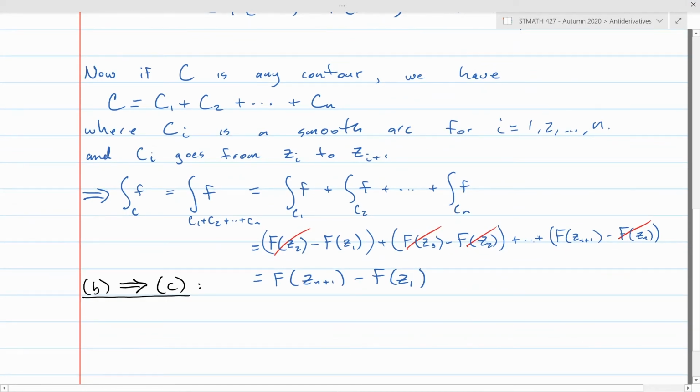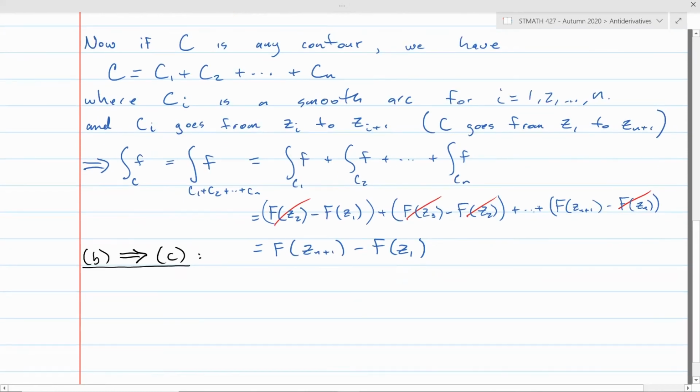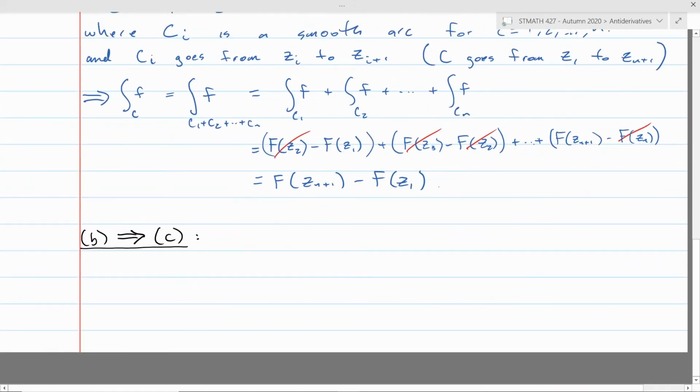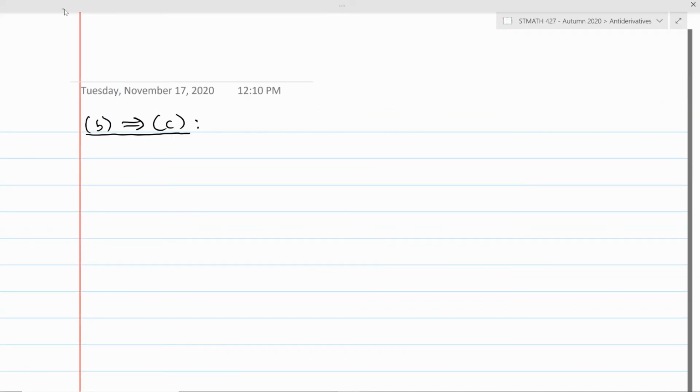And you see that the curve C goes from Z1 to Zn+1. So you're getting the antiderivative just by evaluating on the endpoints again. So the same result holds even when you're doing a smooth contour, which is just a sum of a bunch of smooth arcs. All right, so that proves the A implies B part.